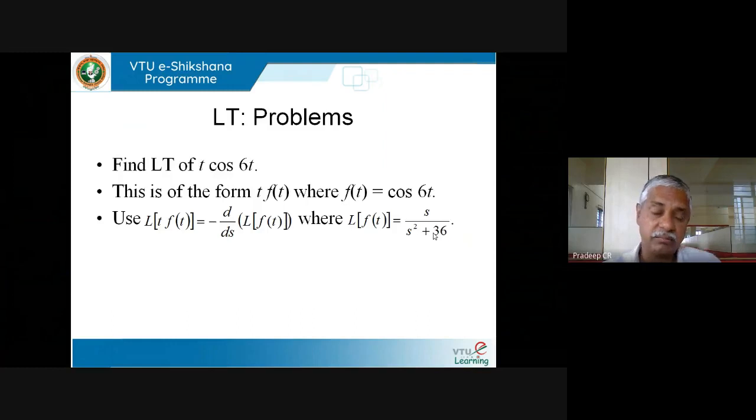I hope I have done it correctly, but in case I made a mistake, please correct it. But what I am trying to tell you is the idea behind finding Laplace of t times some function. So if I know Laplace of the function, I know Laplace of t times the function.